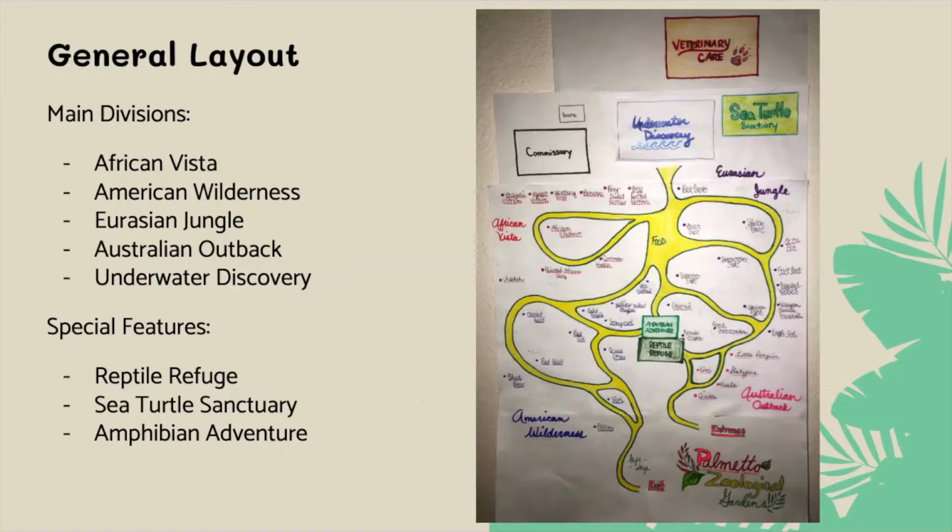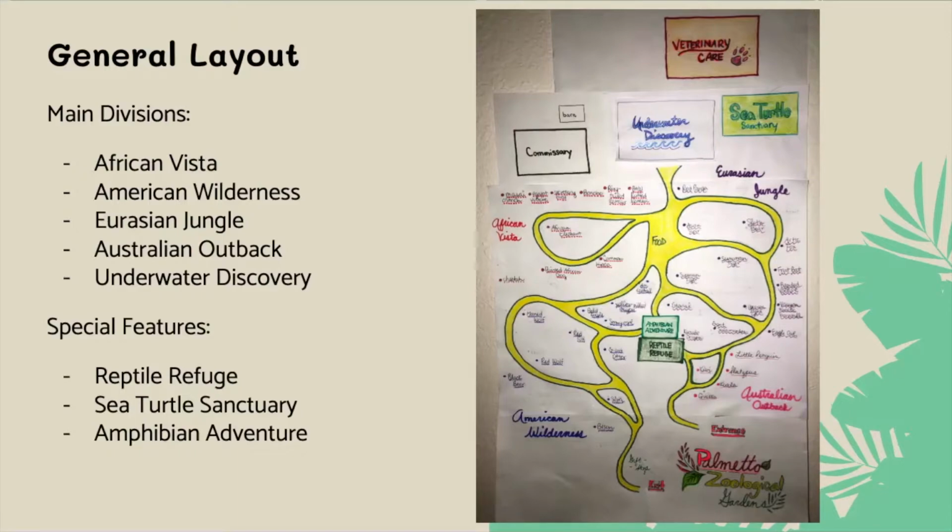Once you enter the zoo, you'll see the animals from Australia at the Australian Outback, including the quokka, known for their happy-looking faces, and the adorable koala. From there, guests can see reptiles and amphibians in the Reptile Refuge and Amphibian Adventure houses, then continue along the path into the Eurasian Jungle. This houses threatened big cat species, including the Sumatran tiger, Siberian tiger, and Iberian lynx. Further along the path is the charismatic red panda, before you enter the Underwater Discovery and Sea Turtle Sanctuary.